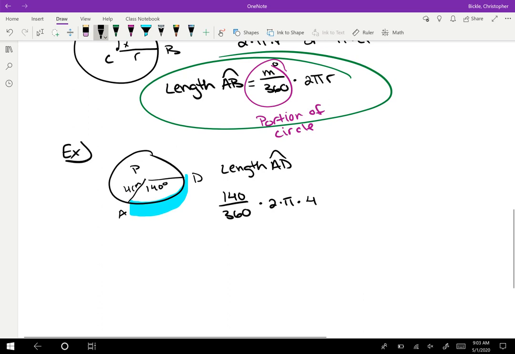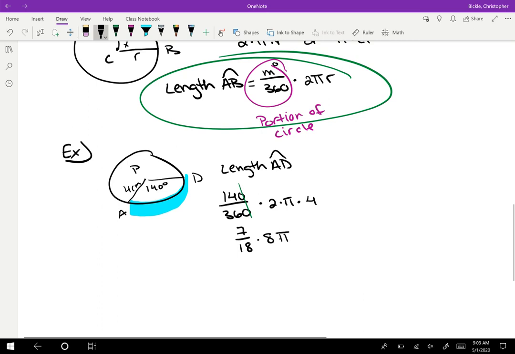So 140 over 360, we can go through and cross off the zeros, divide both of them by 10. Now I've got 14 over 36. Those are both even, so I can divide a 2 out, and that leaves me with 7 over 18. 14 divided by 2 is 7. 36 divided by 2 is 18. And then that's times 2 times pi times 4. That's 8 pi.